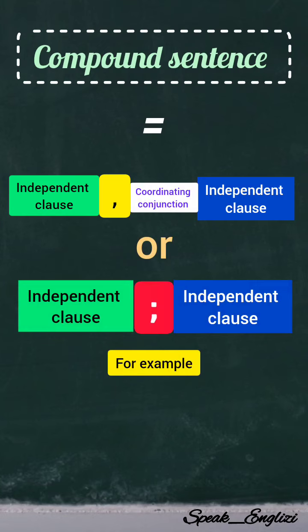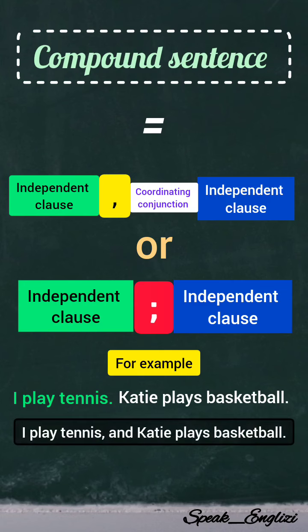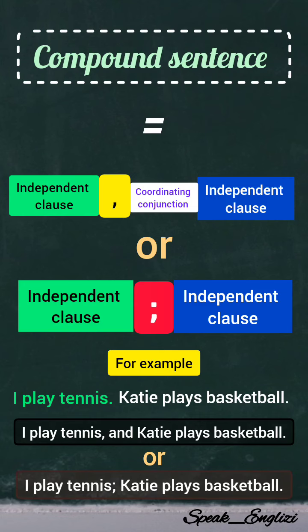For example, I play tennis, Katie plays basketball. I play tennis, and Katie plays basketball. This is a compound sentence that contains two independent clauses that are joined with the coordinating conjunction, and. Or we can join the independent clauses with a semicolon. I play tennis; Katie plays basketball.